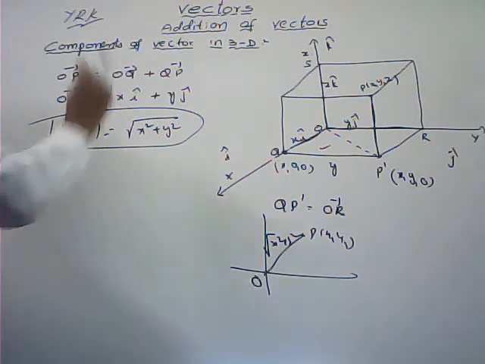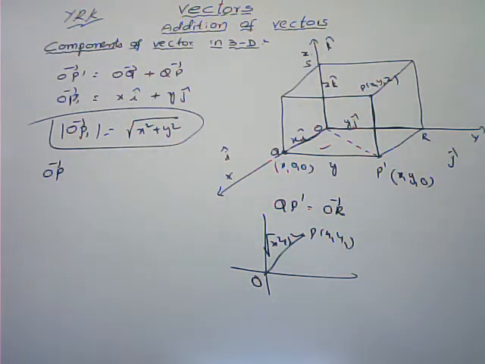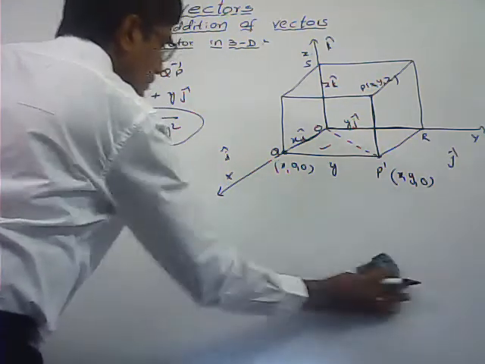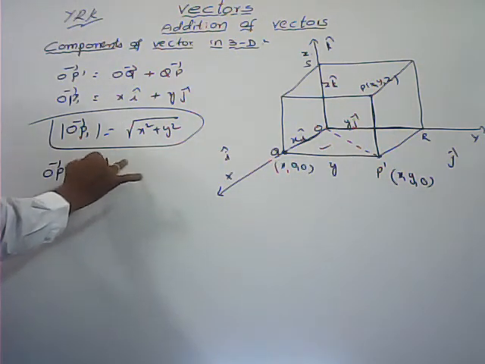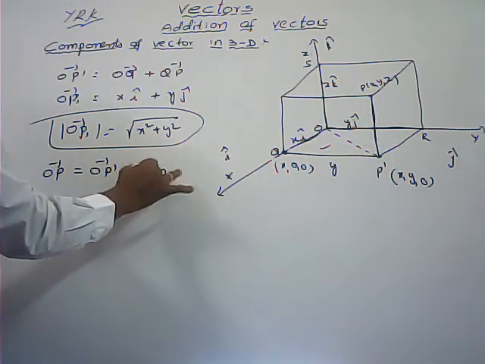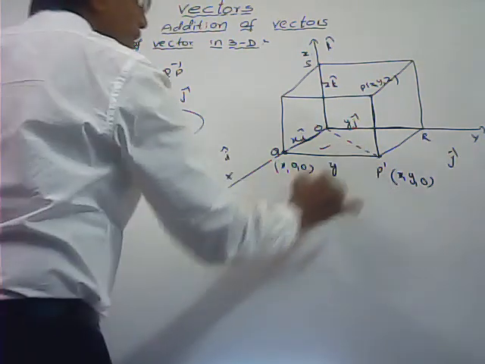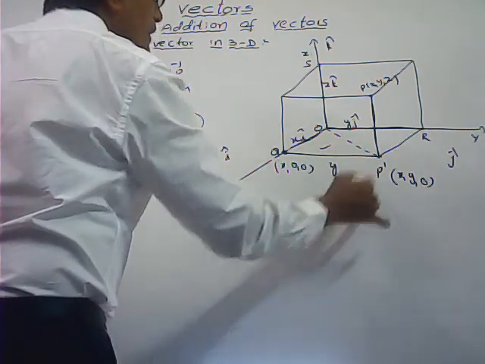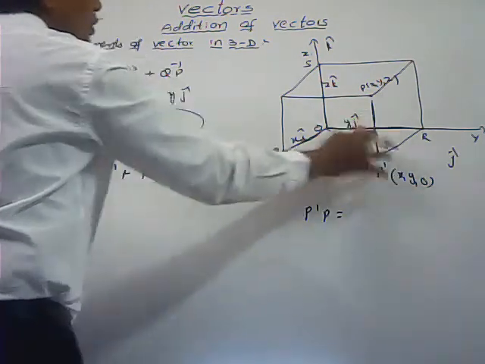I want here P, any point in the space. What is the position vector of that point with respect to origin? That is OP bar only. OP bar is equal to OP dash bar plus P dash P bar. Now here also, P dash P, what is the distance between these two? Modulus of Z only here.